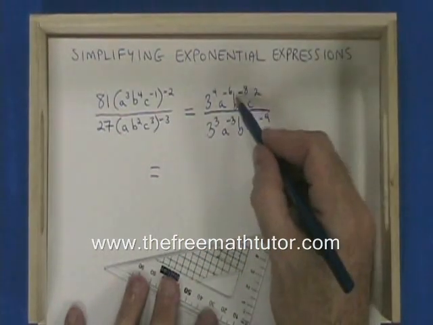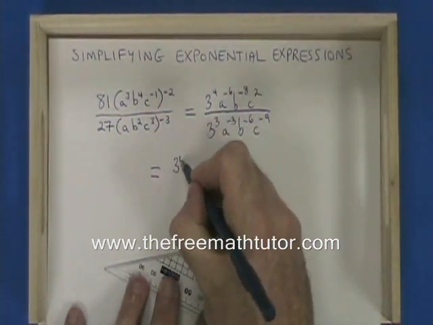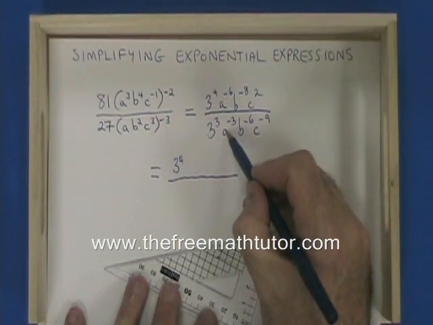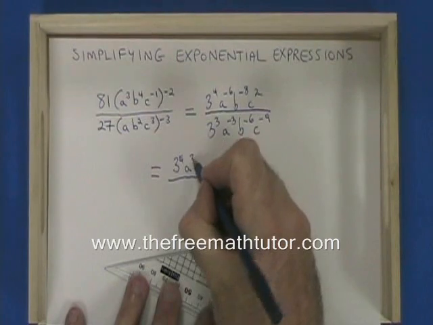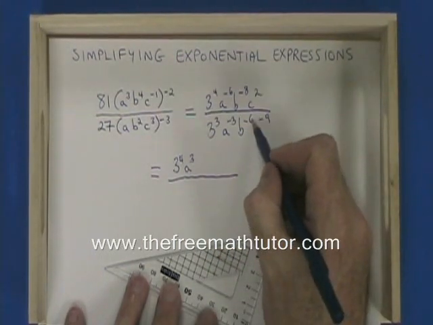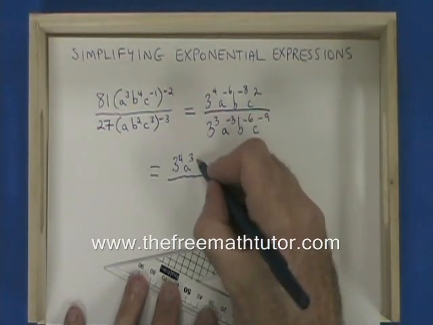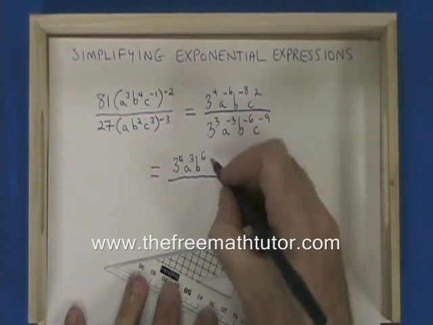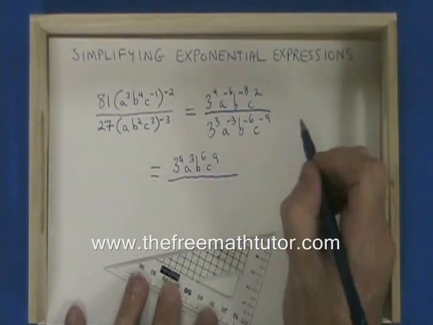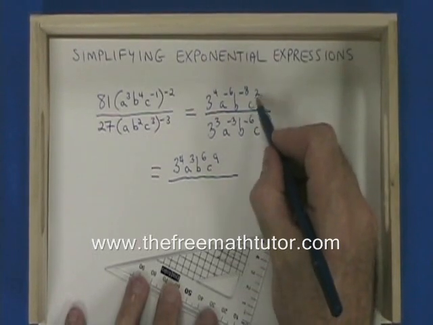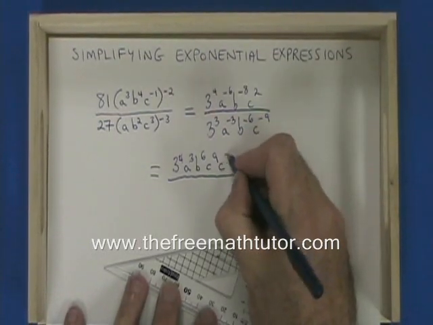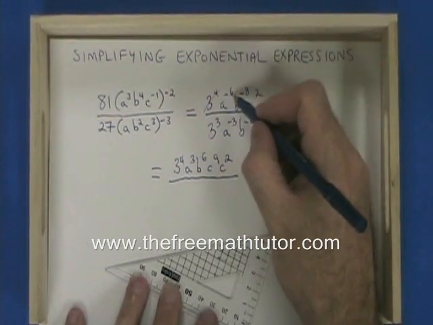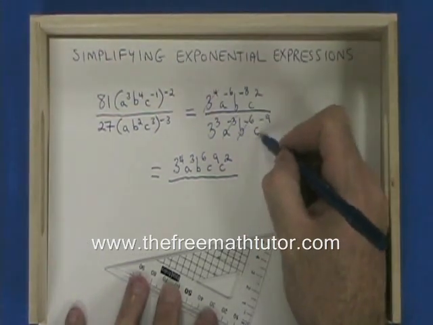Here I'm going to get rid of all of my negative exponents, so I'm keeping 3 to the 4. I'm moving the a to the negative 3 from the bottom to the top, so it becomes a cubed. I'm moving the b to the negative 6 from the bottom to the top, so it becomes b to the 6. I'm moving the c to the negative 9 from the bottom to the top, so it becomes c to the 9. And I'm keeping c squared on the top because it already has a positive exponent. These are all taken care of.